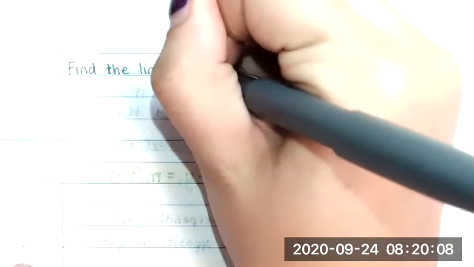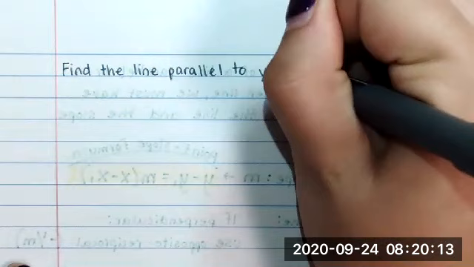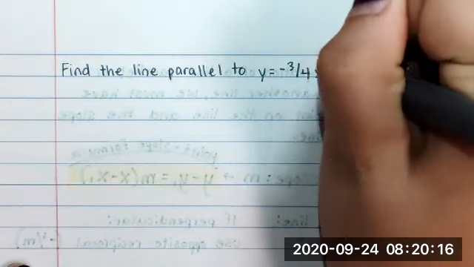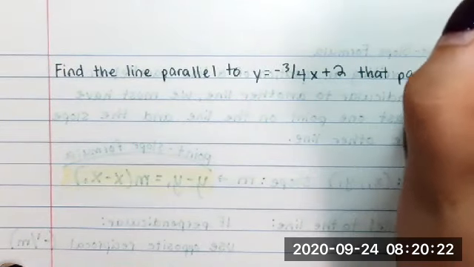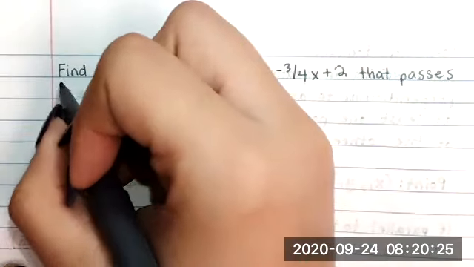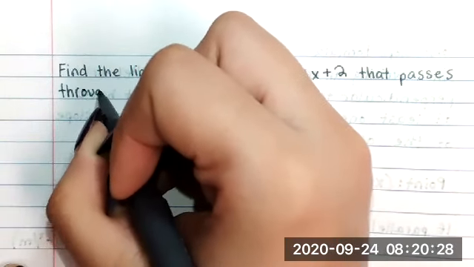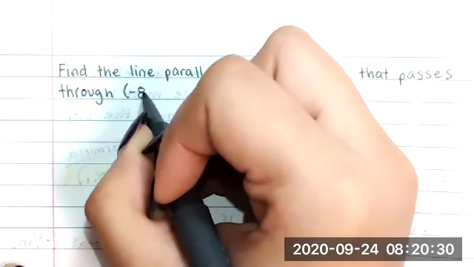Okay, so let's do an example where we find the line parallel. So we're going to find the line parallel to y equals -3/4 x plus 2 that passes through (-8, -1), boom.